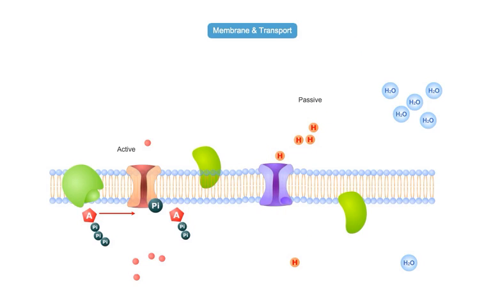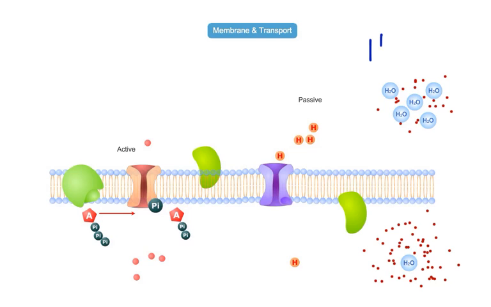Now if we're looking at osmosis, let's say this is water up here, and we have some solutes up there, but then we have a ton of solutes down here. Which way is the water going to move? Well, the water is going to move from an area of low concentration, a hypotonic area, to an area of higher concentration, a hypertonic area.